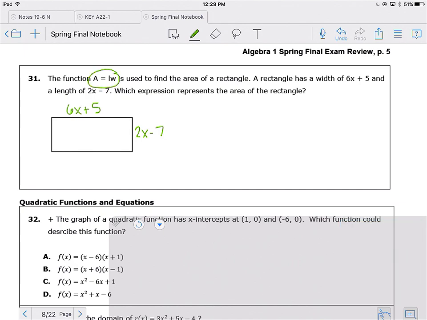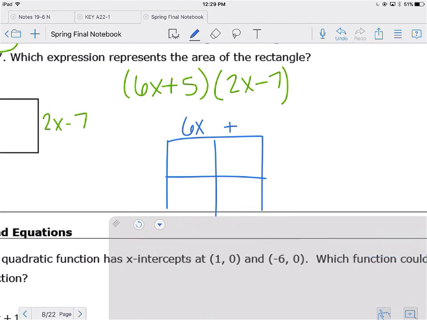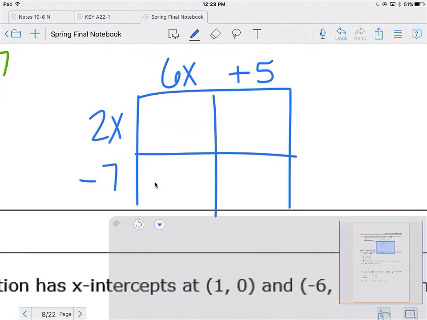So remember, up here, area is length times width, which means I need to take 6x plus 5 and multiply it by 2x minus 7. In order to do that, we are going to use the box. 6x plus 5, 2x minus 7 on the side. Remember, top versus side, the order does not matter as long as you keep them together. So 6x and 5 need to be together, and the plus needs to go with 5. 2x and minus 7 need to go together, and the minus needs to go with 7.